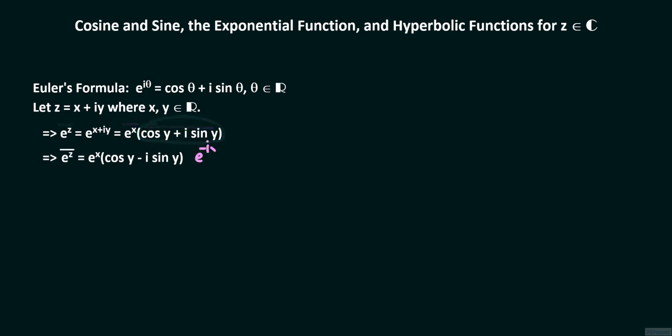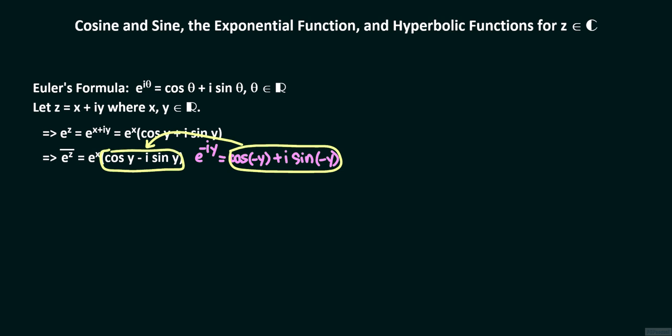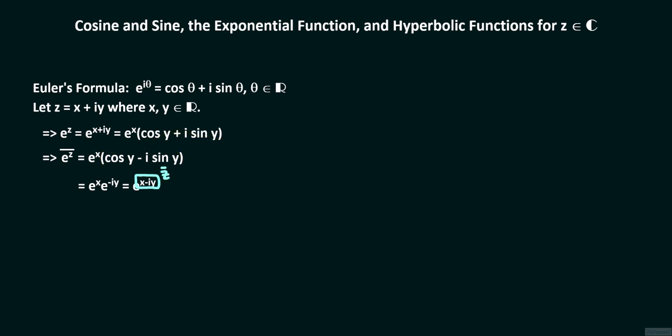E raised to the power minus i times y equals cosine of minus y plus i times sine of minus y. This quantity is equal to cosine y minus i times sine y. So the conjugate of e to the z power equals e to the x power times e raised to the power minus i times y, which equals e raised to the power x minus i times y. x minus i times y is z conjugate, so that the conjugate of e to the z power equals e with z conjugate as exponent.